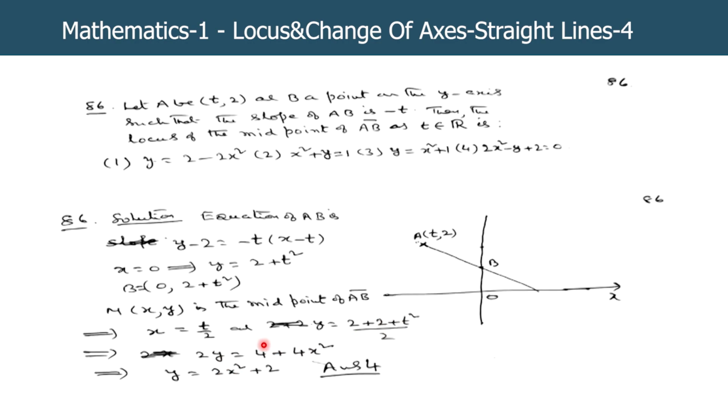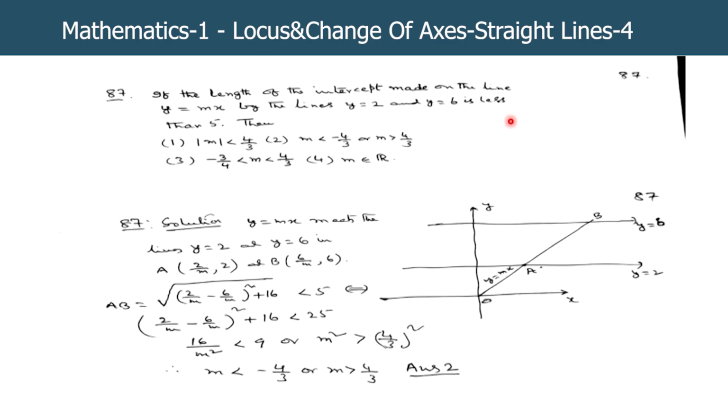That is 2y = 4 + t², which is 4 + 4x², or y = 2x² + 2. Because t = 2x, here you have substituted in the y coordinate. If you put t = 2x, then the locus is simply y = 2x² + 2, which is option number 4.